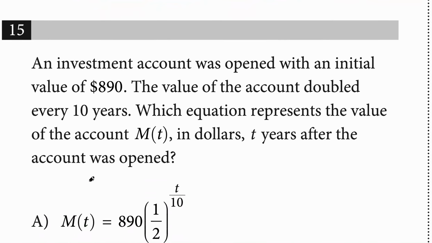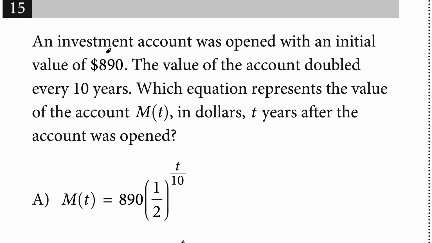Okay, let's come to question number 15. An investment account was opened with an initial value of $890. The value of the account doubled every 10 years. Okay, every 10 years, that means that is exponential growth. So y is equal to a times b to the power x, right? Y is this. This a is always the initial value, right? That means when the input is 0. So the initial value in our question is $890.